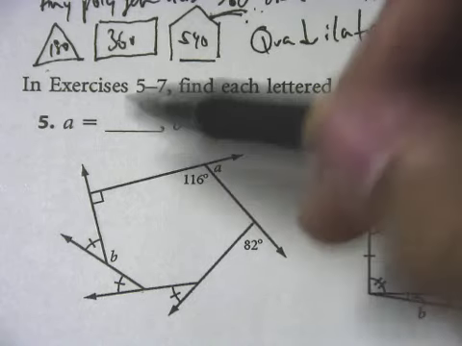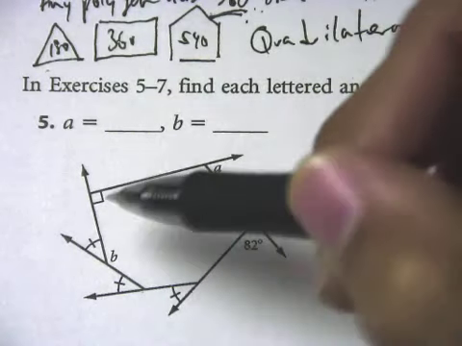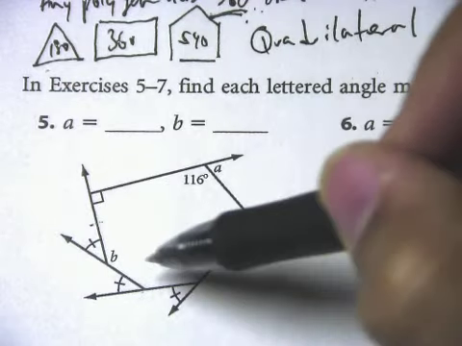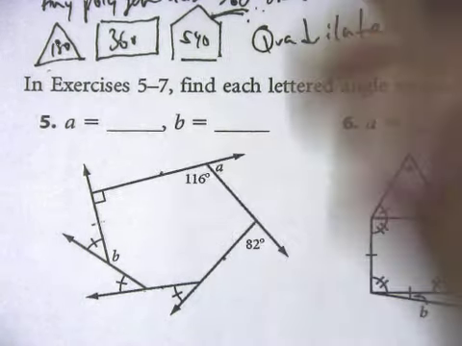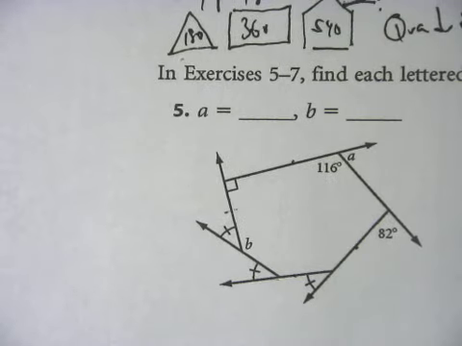Number 5, they want to know what the measure of angle A is and what the measure of angle B is. But if you look at number 5, first thing we have to do is count how many sides we have here. Well, we have 1, 2, 3, 4, and 5. So I have a pentagon.